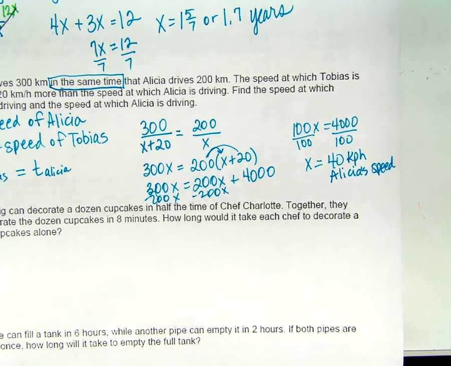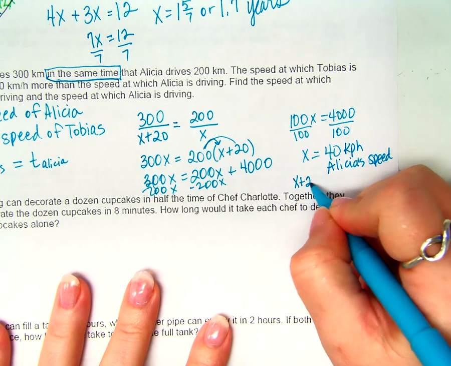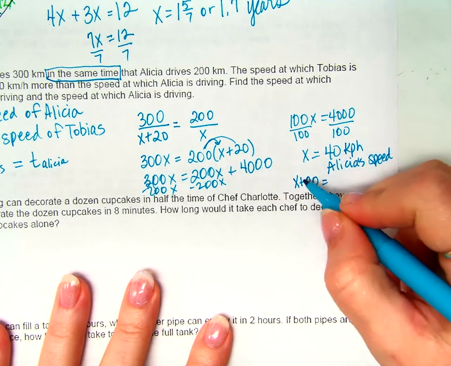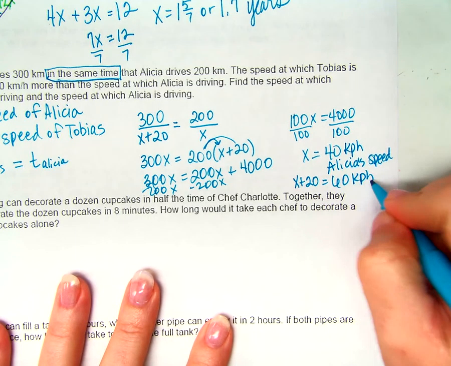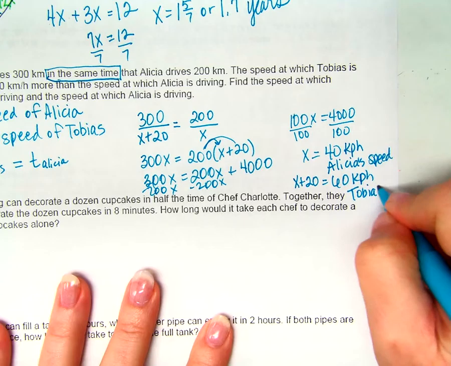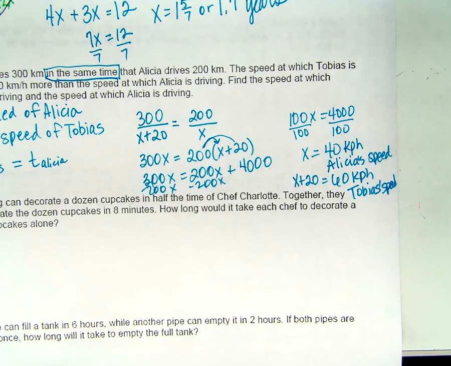So now we're done because we've answered the question? Why not? Yeah, we were asked two questions, weren't we? We were asked Alicia's speed and Tobias's speed. What is Tobias's speed? How do you know that? Because it's x plus 20. And if x is 40, then 40 plus 20 is 60. 60 kilometers per hour is Tobias's speed. Questions?